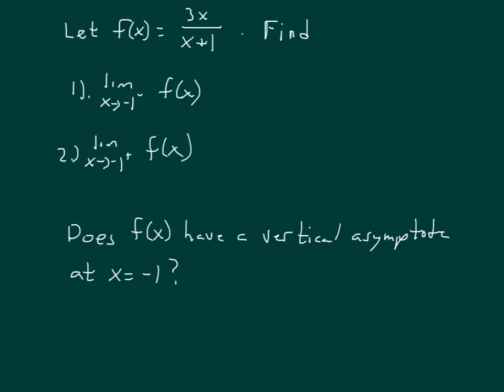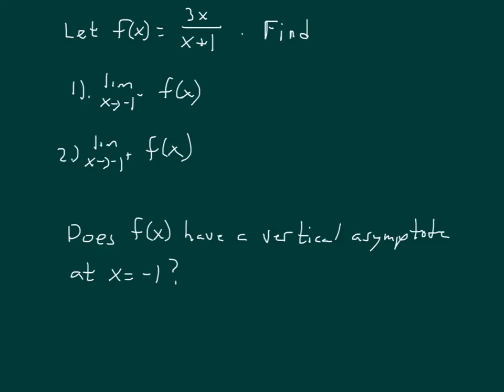Let's look at a problem here. We're going to let f of x equal 3x over x plus 1. And what we want to do is find the limit as x approaches negative 1 from the left and then from the right. Now the first thing I want you to notice on this one is that if we take it back to the definition that we just looked at, this denominator here would represent g of x. And I want you to notice that there is only one specific x value that's going to make that denominator equal to 0. And that value happens to be negative 1.